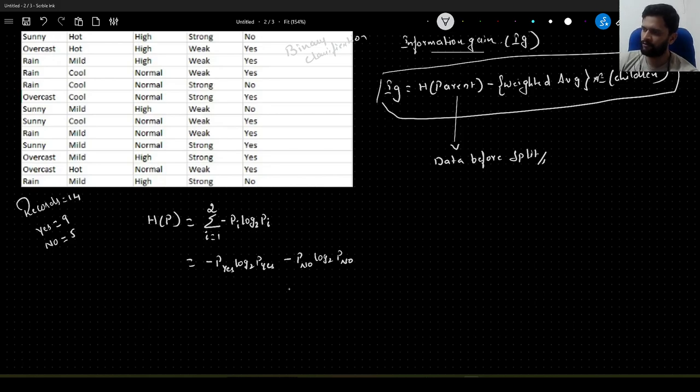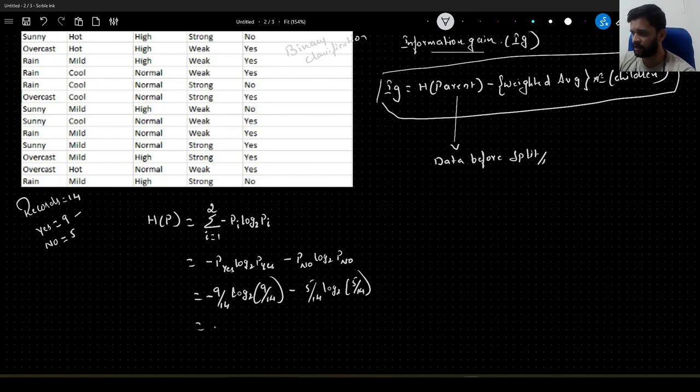Now if I compute this, we have a total of 9 yeses, right? So the probability of yes will be 9 by 14: minus 9 by 14 log 2 of 9 by 14, and the probability of no will be 5 by 14, correct? Minus 5 by 14 log 2 of 5 by 14. If you work this out, I have the calculations here. This will come to be 0.9403. So this is the entropy of our parent data set.